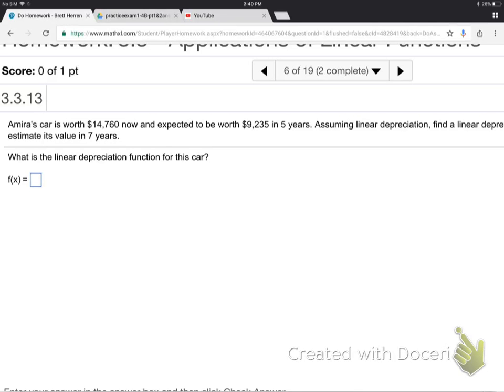Okay, so Amira's car is worth $14,760. Let me just tell you right off the bat, we're going to again be using mx plus b. How do I know? Linear. Whenever they say you're using a linear function, you're using y equals mx plus b. That's linear, meaning if you graphed it, the picture would be a line. That's what a linear function is.